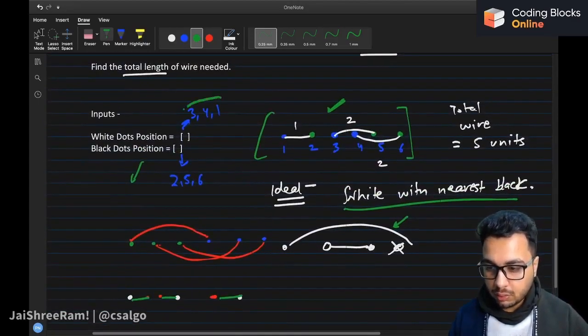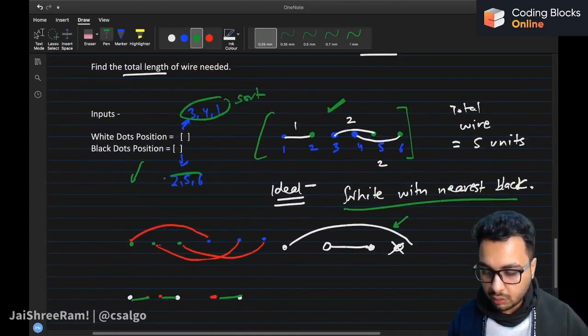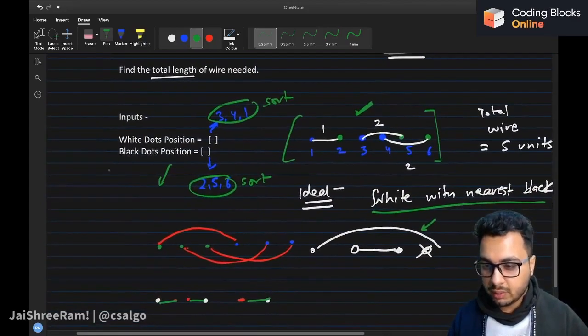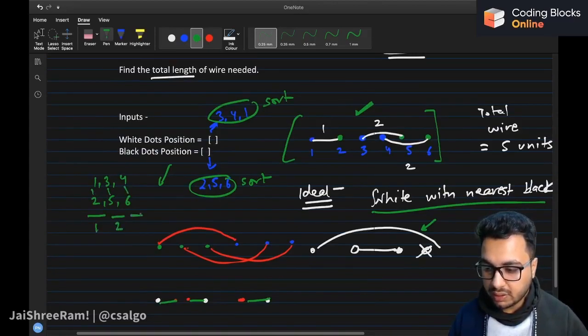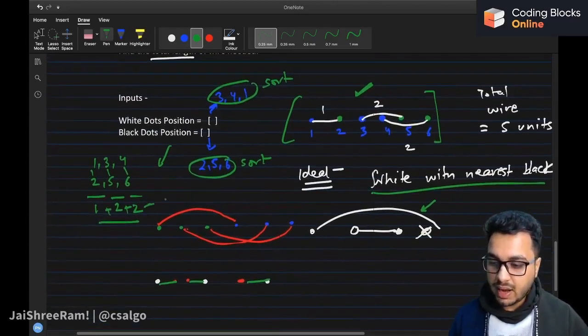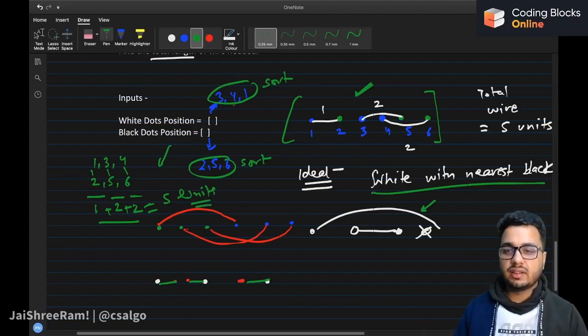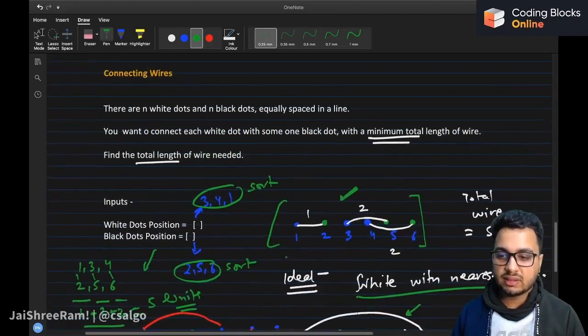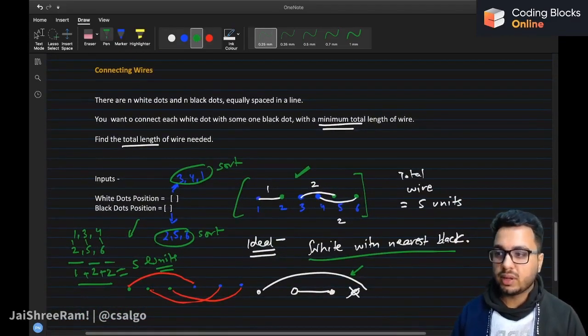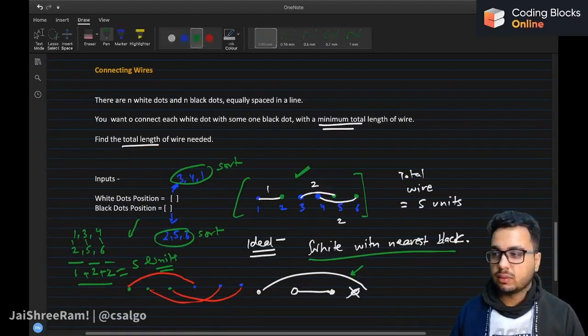So what you need to do is sort this array. After sorting, this will be 1 3 4, and this will be 2 5 and 6. So you will connect these two and these two. This will require one unit, this will require 2 units, and this will require 6 minus 4, 2 units. So you just subtract these and sum it up, and this will give you the minimum length, which is 5 units. Okay, so that's it, and this is how easy it is to solve this problem. And the coding part, I think we can skip, because it's a simple sorting problem. Okay, thanks a lot, see you guys next video.